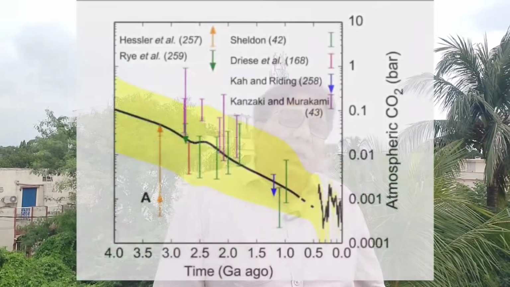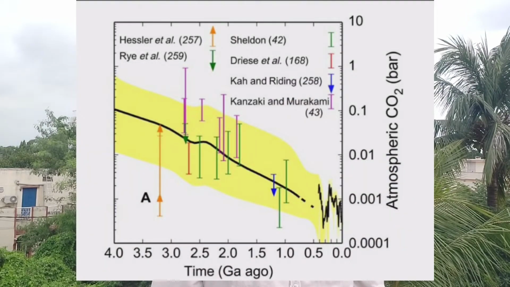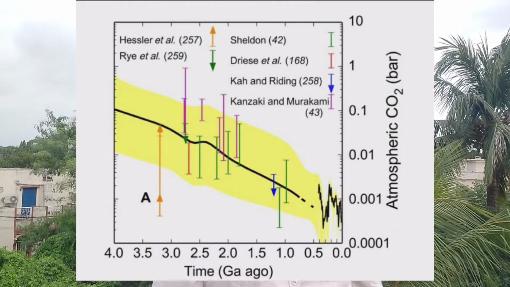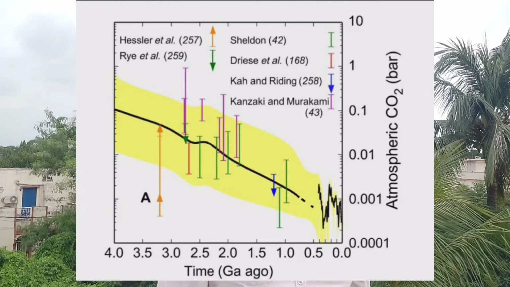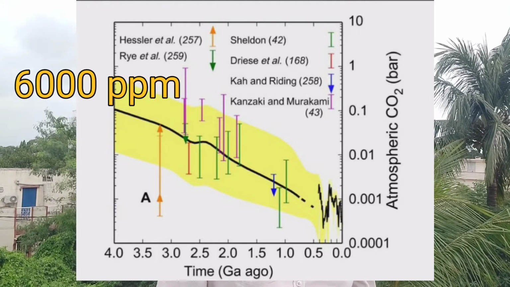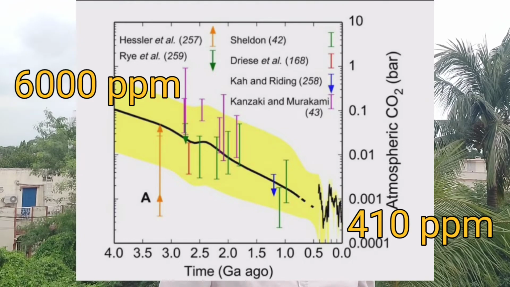However, the carbon dioxide concentration, if you talk about that, was maybe about 10 times more, even greater than that at the very beginning, about 4,000 million years ago, when the carbon dioxide concentration was 6,000 ppm, whereas at present it is 410 ppm. So carbon dioxide concentration was continuously decreasing. I'm talking about the atmospheric carbon dioxide.